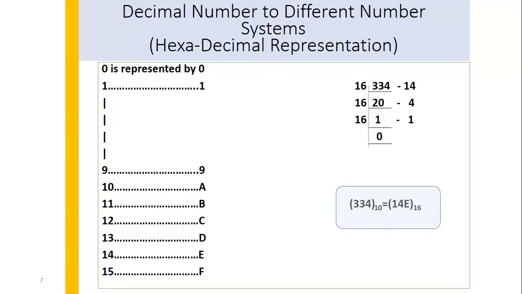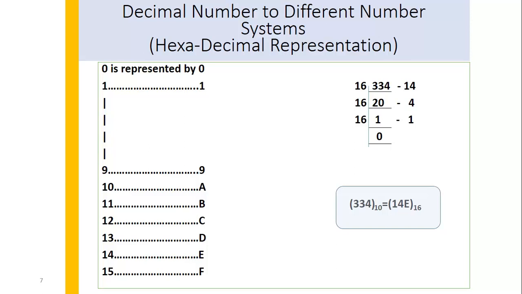In hexadecimal representation, as we discussed in the previous slide, 0 is represented by 0, 1 is represented by 1, and so on till 9. So till 9, every digit is represented by itself, but from 10 onwards, for example, 10 is represented as the alphabet A, 11 is represented as B, and so on till 15, which is represented as F. Now let's see how it works.